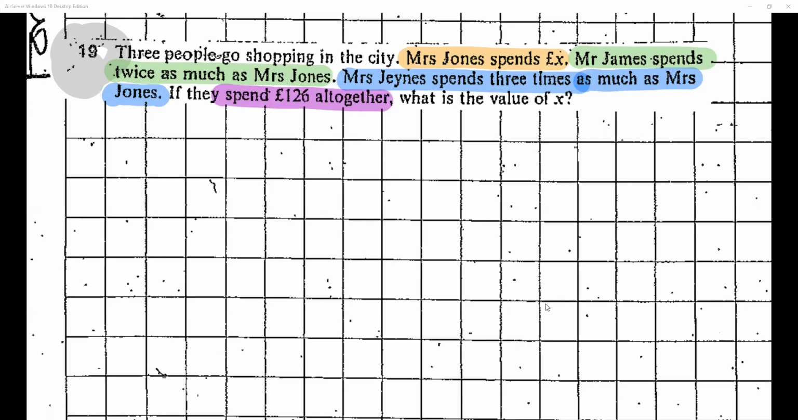Okay, so start me off on the first bit. Start me off on the orange sentence. Mrs. Jones spends x pounds. So Jones is equal to? x. Excellent. What about the green one, Mr. James? x times by 2. Yeah, twice as much. Lovely, 2x. Fantastic. And tell me about Mrs. James, the blue one. 3x.